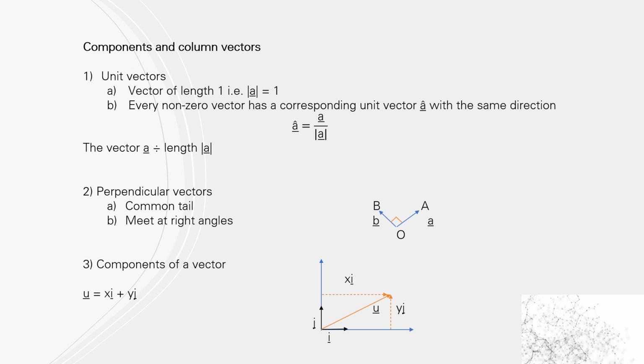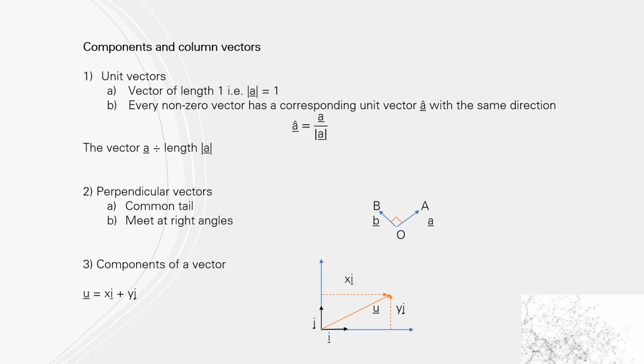So a unit vector is a vector of length 1. That is, the absolute value of the vector is equal to 1. Every non-zero vector has a corresponding unit vector. So we can calculate the unit vector, which will be represented by a with a little hat over it, and it still has the same direction. It's just a unit of 1 length in that direction. So to calculate it, it's the vector over the length of the vector.